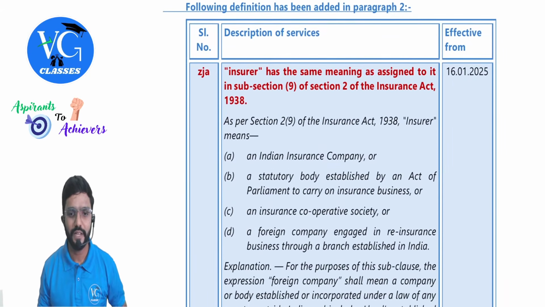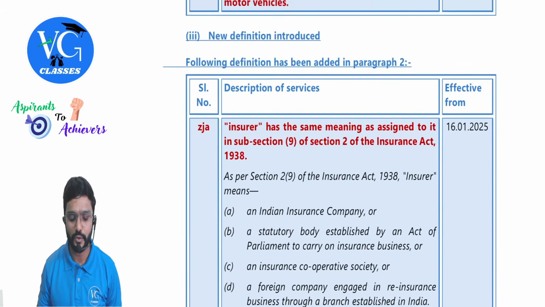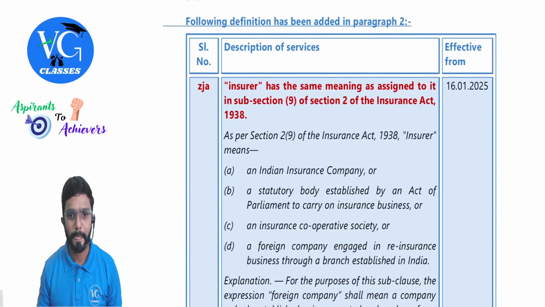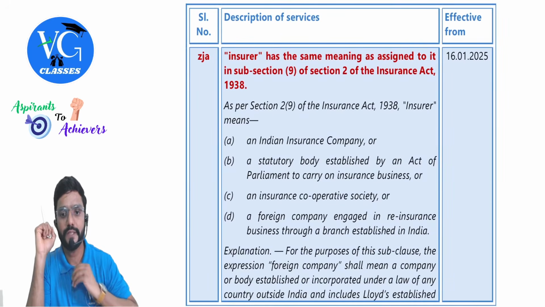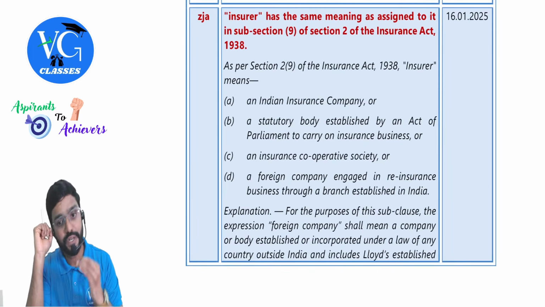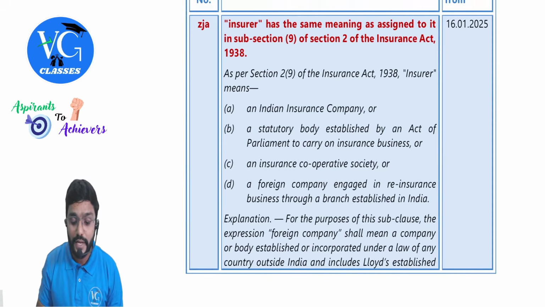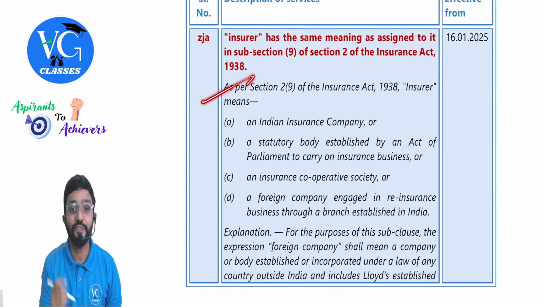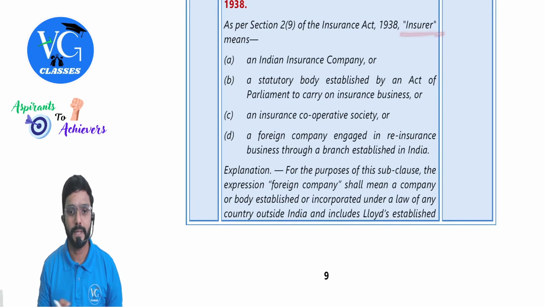And they have also given the definition of insurer, guys. Not so important from the exam point of view, but I will quickly go through it because they have used the word insurer here. They have defined it: insurer has the same meaning as assigned to it in subsection 9 of section 2 of the Insurance Act 1938. In our CGST Act, they have given reference to the Insurance Act, so whatever definition we are seeing is as per the Insurance Act.